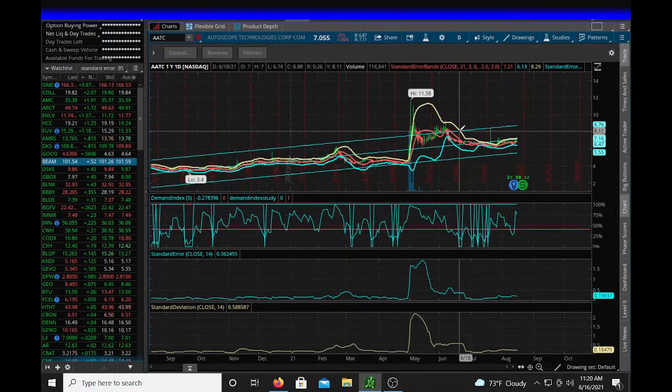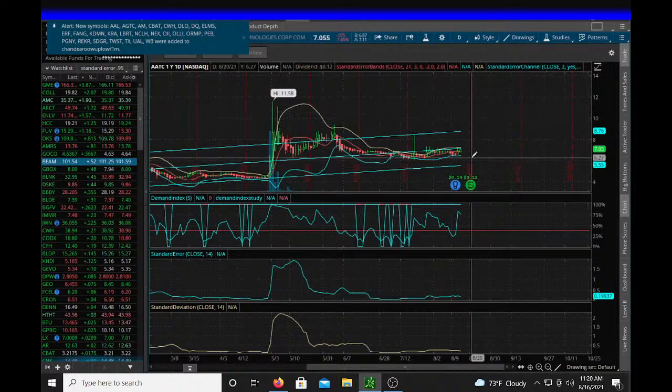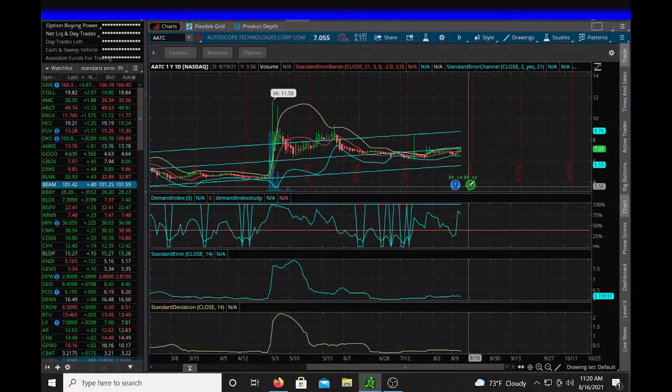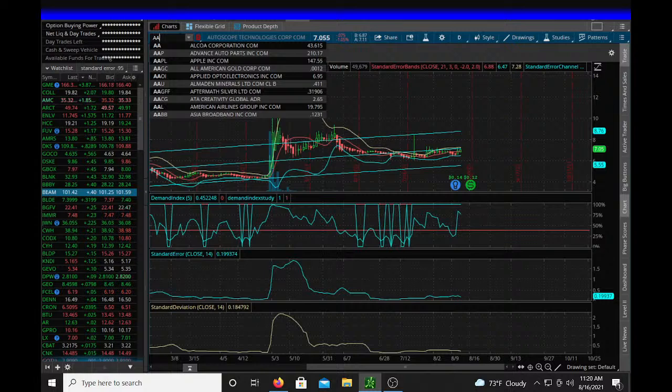Let's pull that out to the daily here. We can see that we are in our lower channel, but we're pulling back here onto a dividend. So crash into the dividend and wait for the bottom. Okay. Would be no one's recommendation.